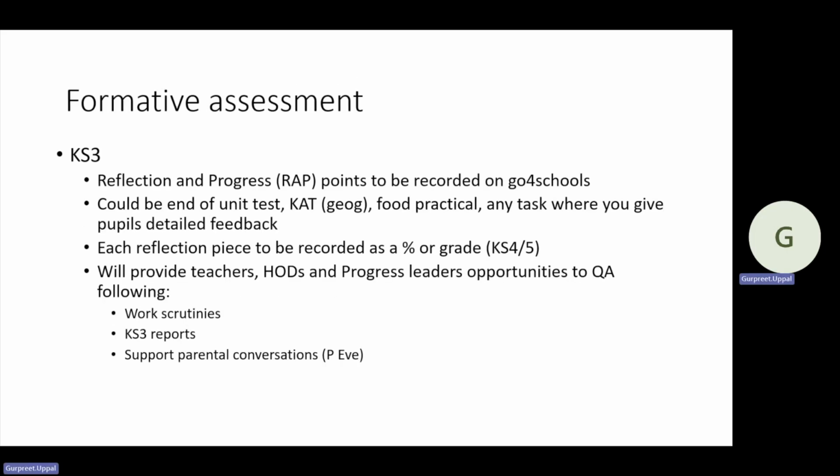We also have formative assessment pieces as well. These are the pieces of work that are assessed throughout the year. These are called RAP pieces, Reflect and Progress. These are again recorded on Go for Schools, and these could be anything such as an end of unit test. It could be a practical element within food or PE, and it's any piece of work where a pupil is given detailed feedback. What we aim to do is record each one of these pieces as a percentage, or a grade if we're in Key Stage 4 and 5.